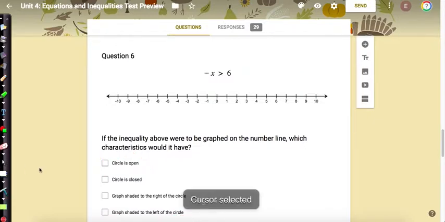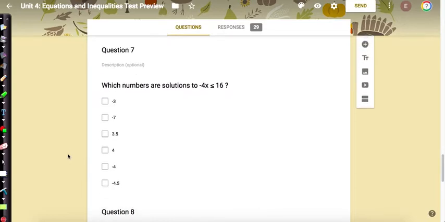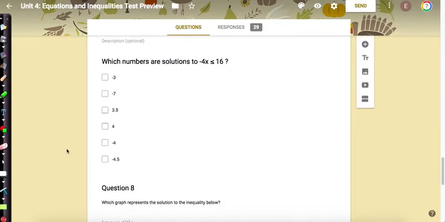Okay, now let's move on to question 7. It says, which numbers are solutions to negative 4x is less than or equal to 16? Once again, we have a negative variable, so we want to make it positive by taking its opposite, and the opposite of 16 is negative 16. We switch the sides and make them opposites. The opposite of multiplication is division, so we divide by 4. The 4's cancel. Negative 16 divided by 4 is negative 4, which is less than or equal to x. But we have to read it from the letter, so x is greater than or equal to negative 4.